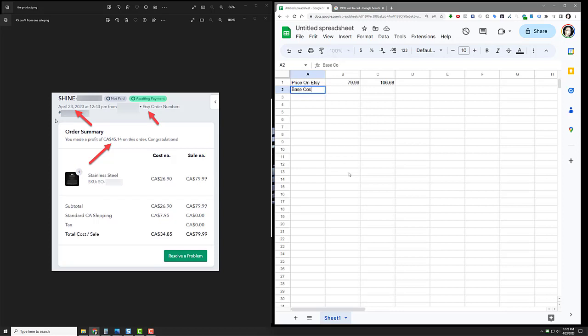Let's go base cost. I'm going to put it in the Canadian column: $26.90. That is what goes to Shineon for the product, okay? And then shipping is also $7.95. Now I have free shipping on my store, so I have to eat that cost. So my base cost is this plus this, which is $34.85, which you can see right over here on the left. Now, on my screenshot, you can see you made a profit of $45.14.